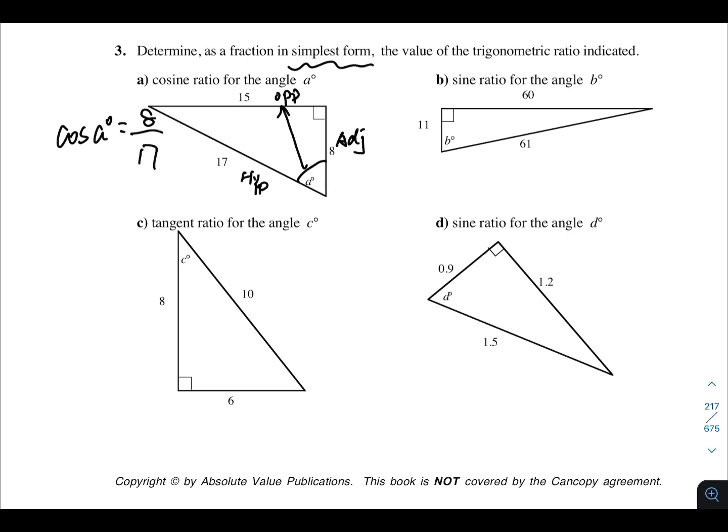For B, this is opposite, this is adjacent, and this is hypotenuse. And for the sine, B is opposite divided by hypotenuse.